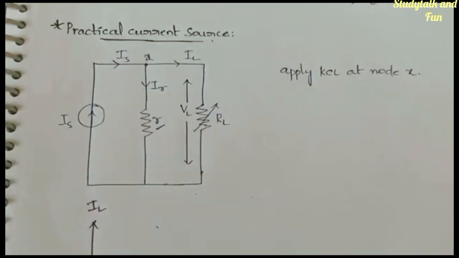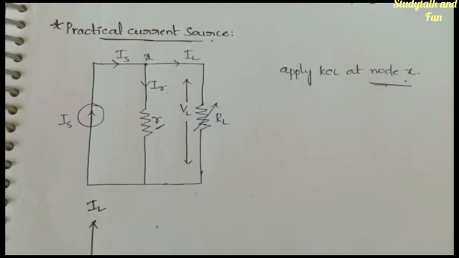Okay, now what we will do is, let us apply KCL at node X. At node X, let us apply KCL. Sum of incoming currents is equal to sum of outgoing currents, KCL means. Or you can also say that sum of all the currents at a junction will be equal to 0. Anything you can do.